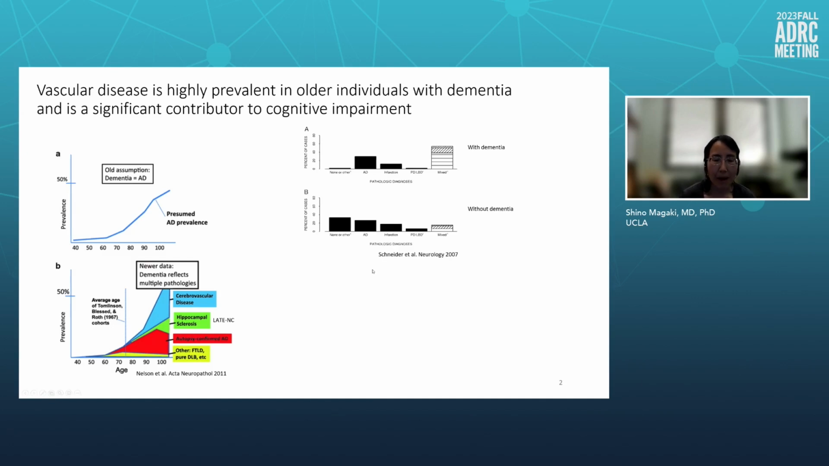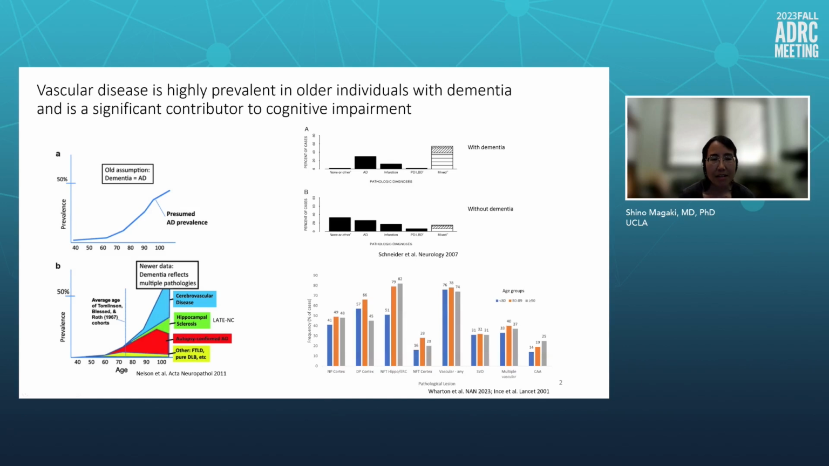An important community-based autopsy study by Dr. Schneider showed that more than 50% of patients with dementia showed multiple pathologies, and that the presence of multiple pathologic diagnoses increased the risk of dementia threefold.